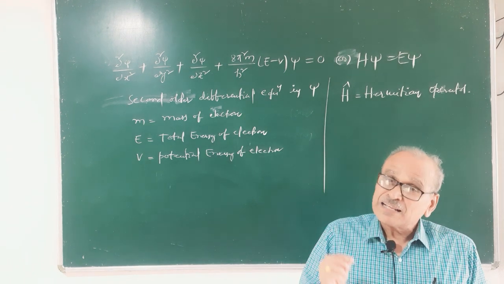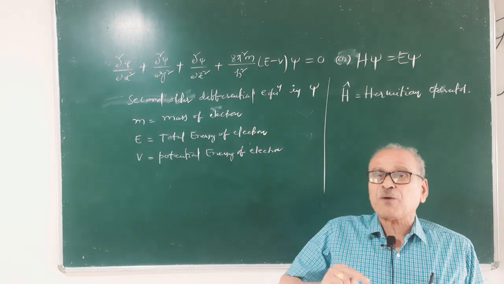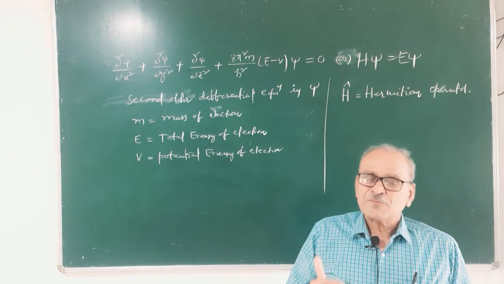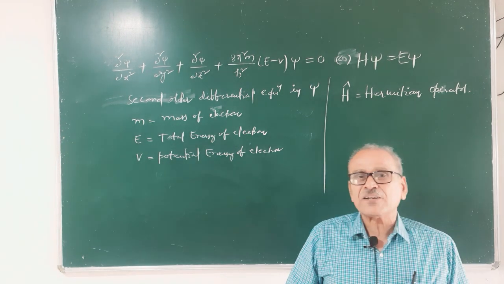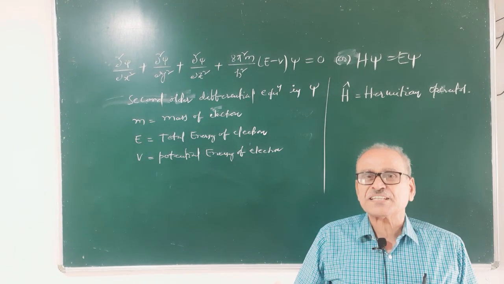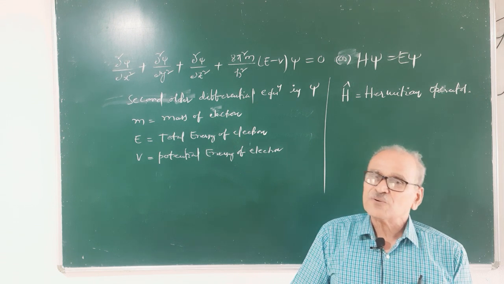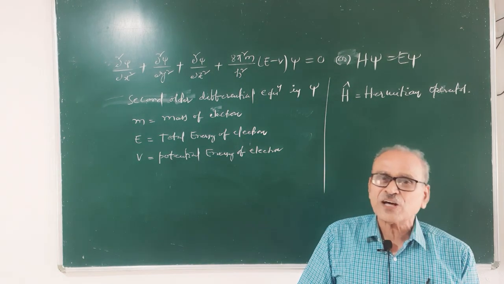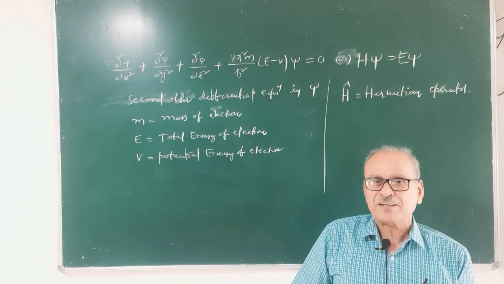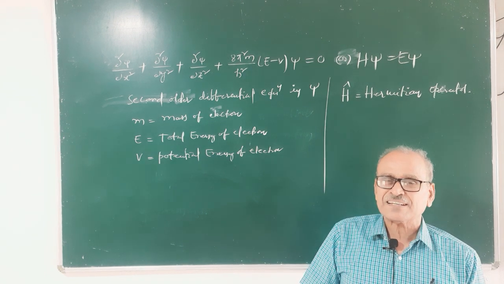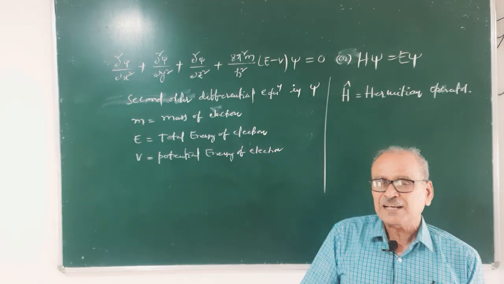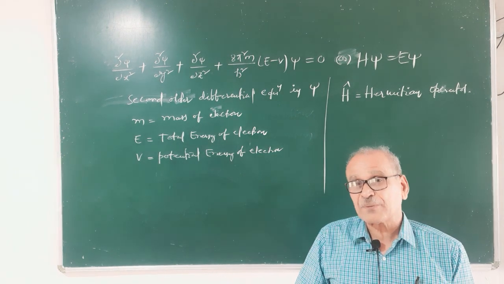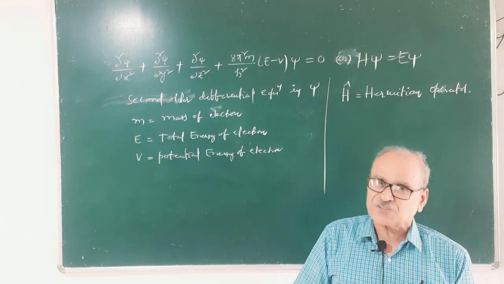Now, we get 2 parts of a wave function, one depending on radial distance r, the other depending on the angular positions theta and phi. We can call them the radial wave function and the angular wave function. The radial wave function indicates a property of the electron. The angular wave function represents the orbital of an electron.